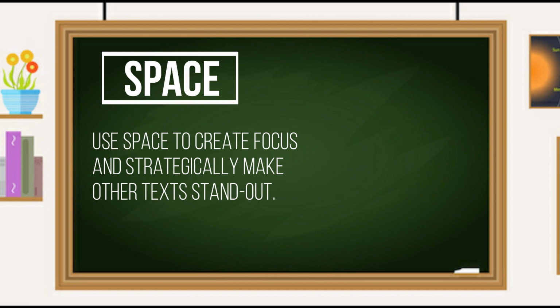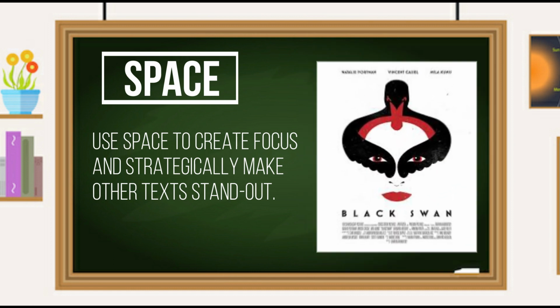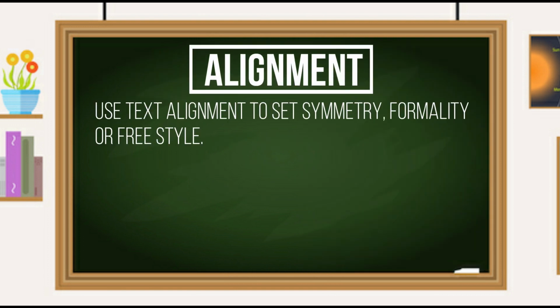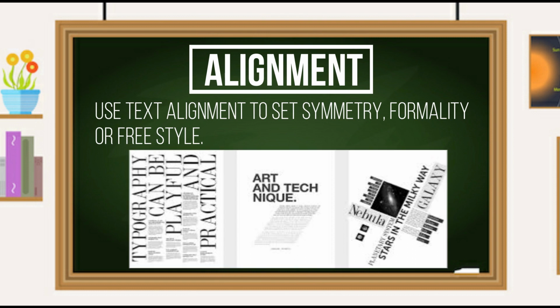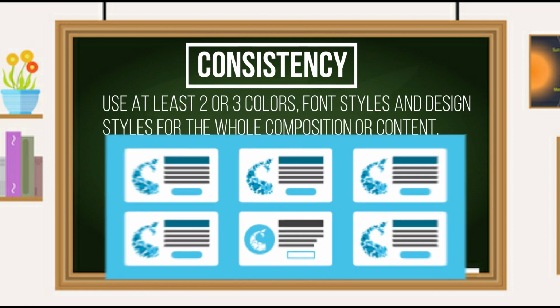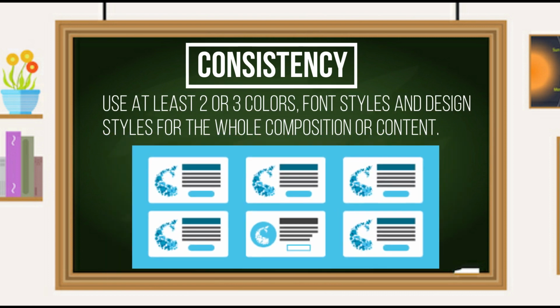Space. Use space to create focus and strategically make other text stand out. Alignment. Use text alignment to set symmetry, formality, or freestyle. Consistency. Use at least 2 or 3 colors, font styles, and design styles for the whole composition or content.